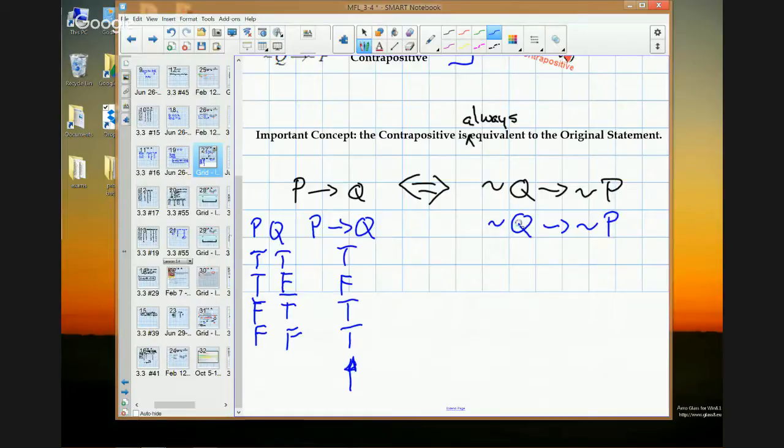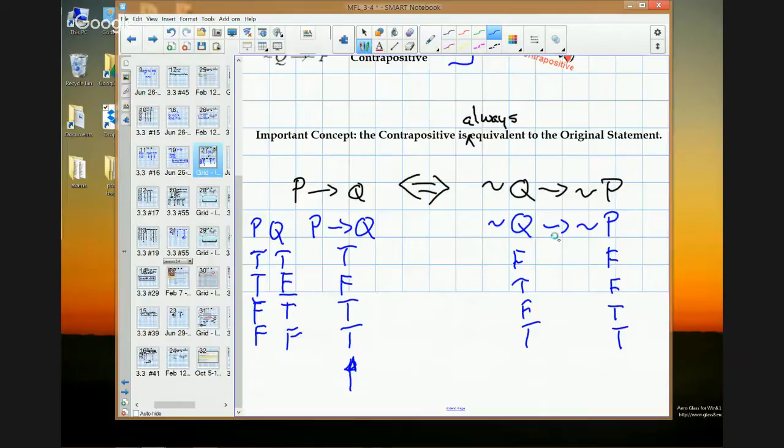Now let's do this thing over here. What's not Q? It's the opposite of Q. P and Q are TFTF, so not Q is FTFT. And what's not P? The opposite of TTFF, so that would be FFTT.